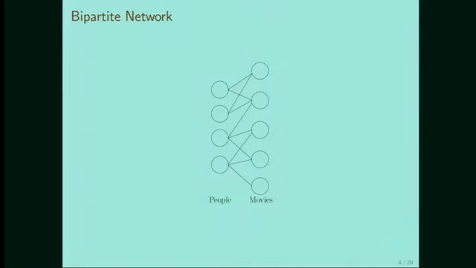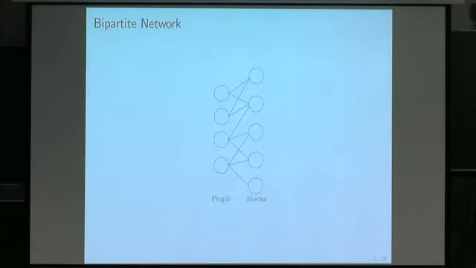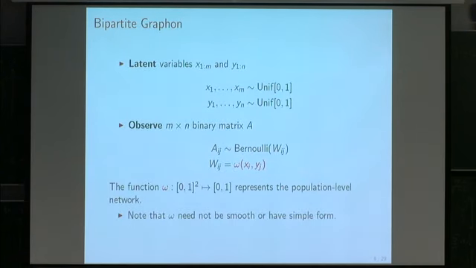My result is only going to apply to bipartite networks. Unfortunately for now, it's just a defect of the result. An example of a bipartite network might be people and movies, and which people like which movies. My generative model is going to be a bipartite graphon. To generate from this model, for each row and each column, you generate a latent variable, just like a graphon but in the bipartite setting.